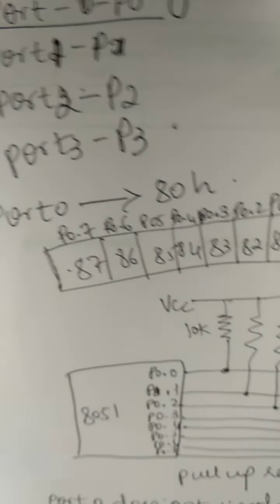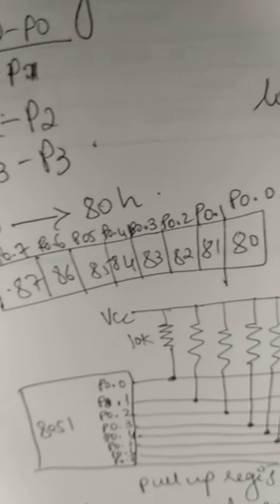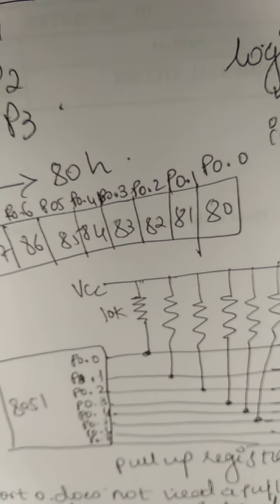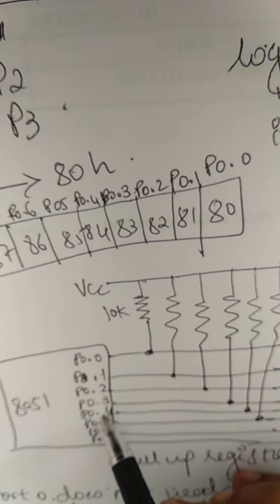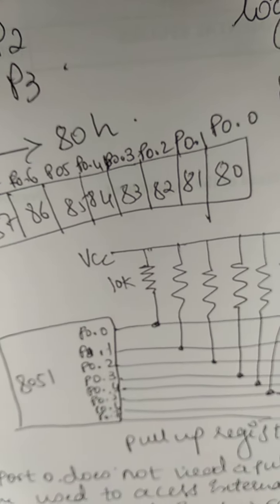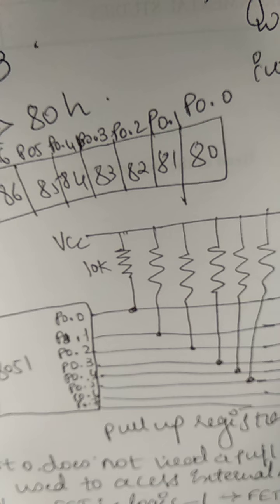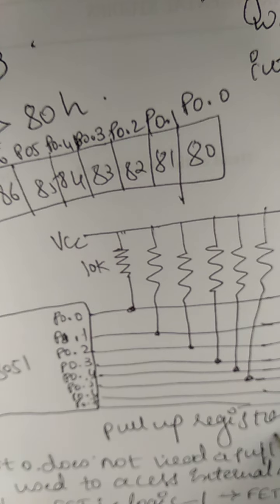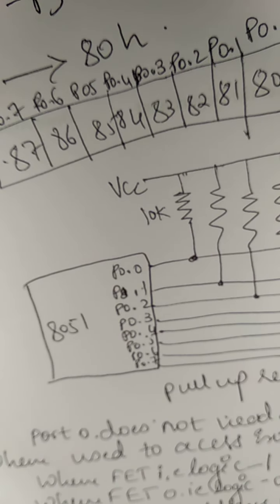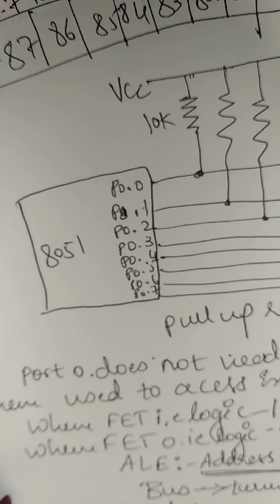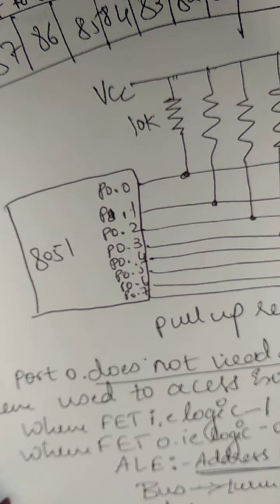In port 0, the address will start with 82, 87. Next, a 10K external resistor is connected to each pin of port 0. When the 10K external resistor is connected to each pin, it is called a pull-up resistor. Port 0 does not need a pull-up resistor when we access the external memory; at that time we do not require the pull-up resistor.